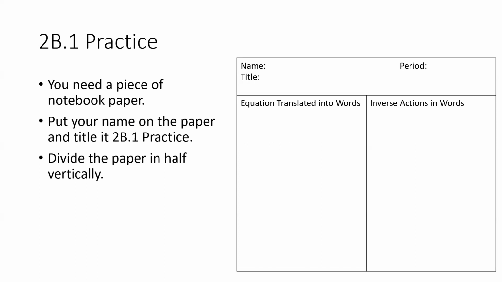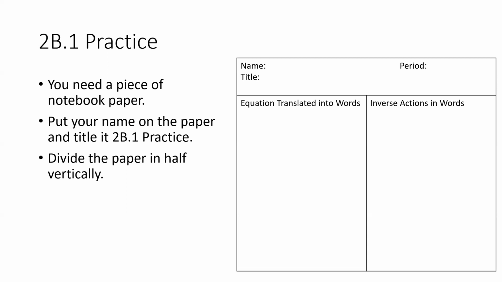Okay. You're going to have 6 problems to do. For these 6 problems, ignore how my numbering is. Going to change it up. But for these 6 problems, you're going to write the equation translated into words and then the inverse actions in words. Got it? If you want, you can go ahead and divide it into 6 equal places or however you're going to do it, or just do it as you complete it. It's totally up to you.